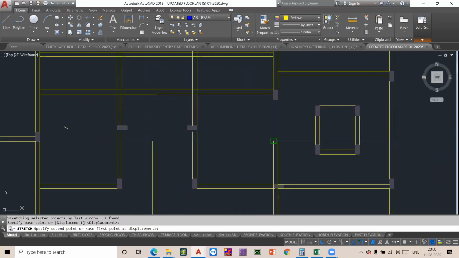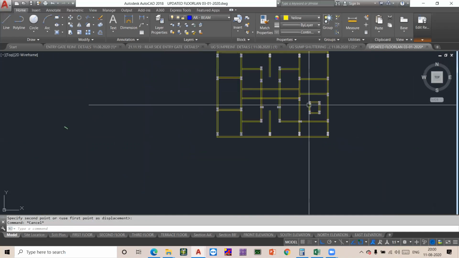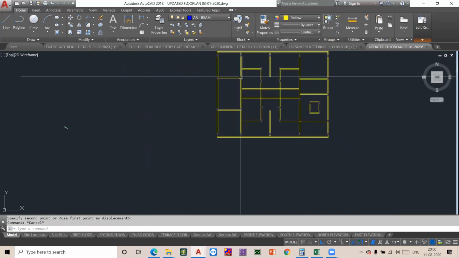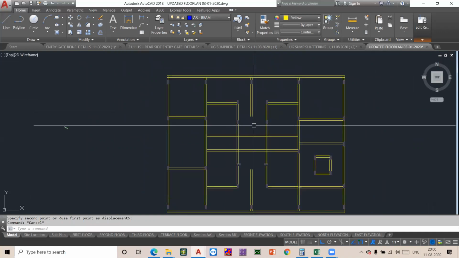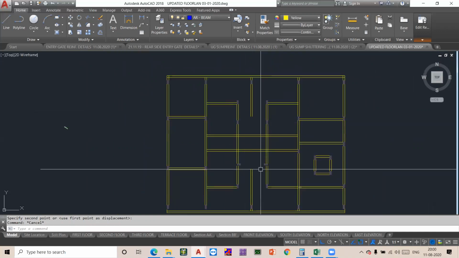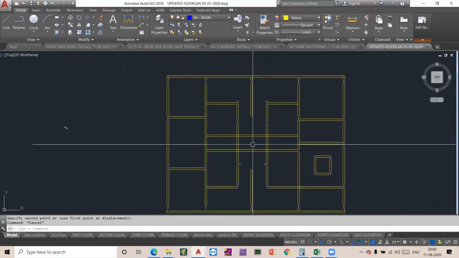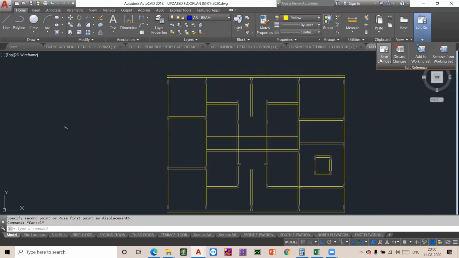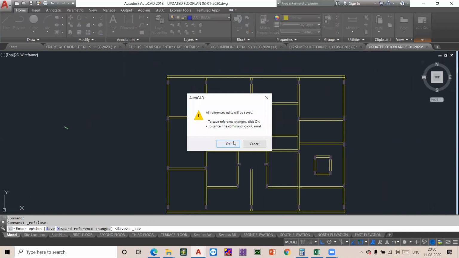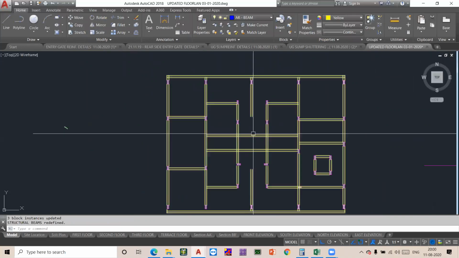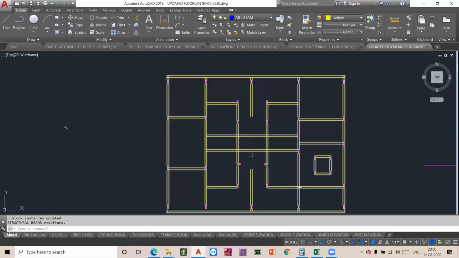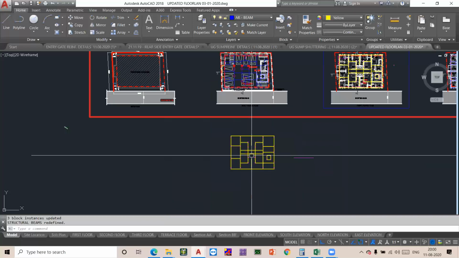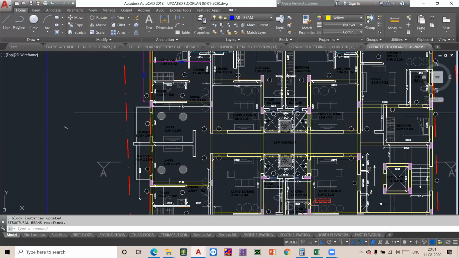We are using the command called stretch. You can notice there is a discontinuity in the supporting system here. So we shall address it only by looking at the architectural drawing. I cannot directly draw in the beam here because architecturally it may have other effects.